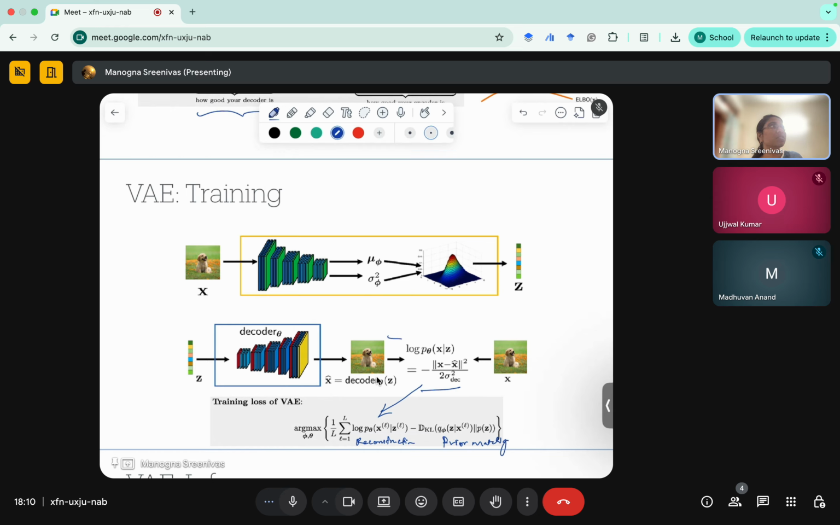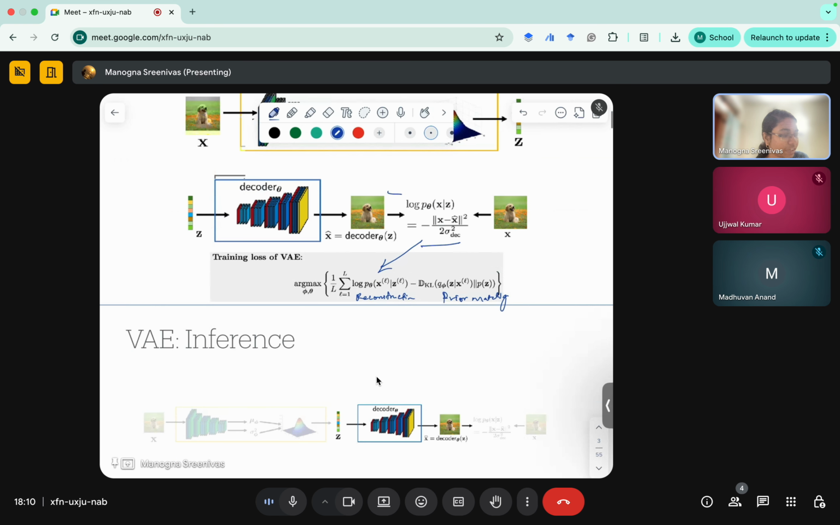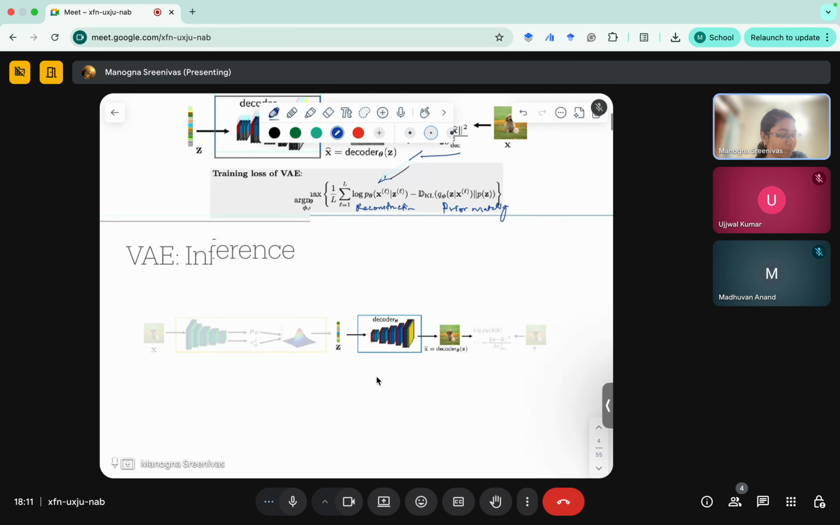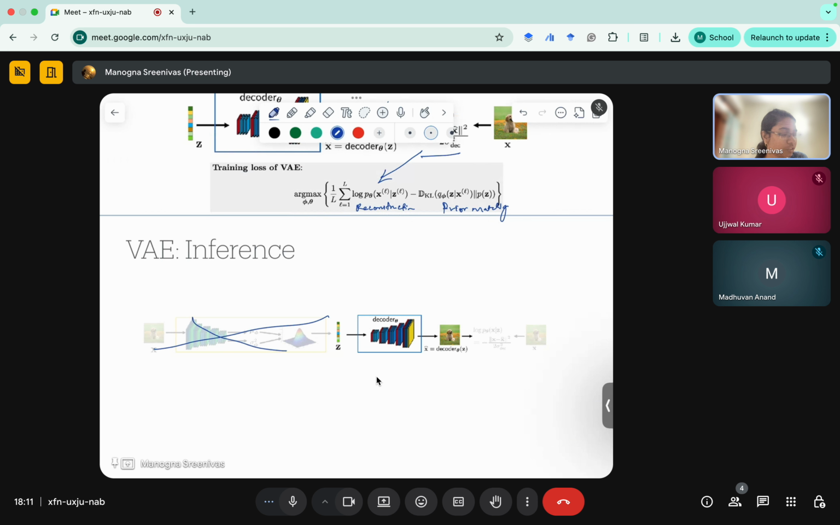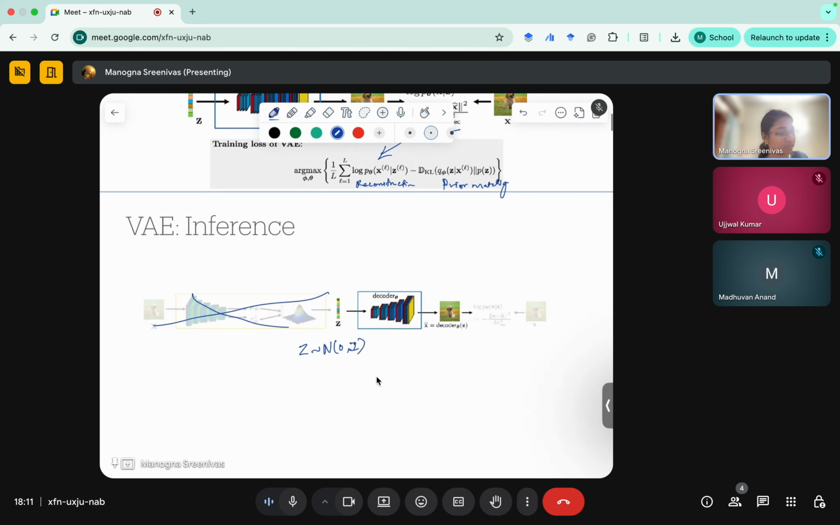After that, once you train the VAE, you can get rid of the encoder, right? This whole part is not required anymore. You sample z from a standard Gaussian, pass it through the decoder, and you get the image. So that is how you use a VAE at inference.